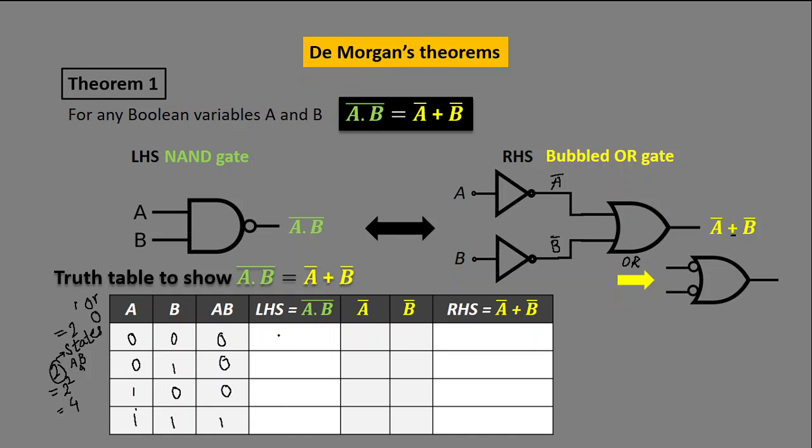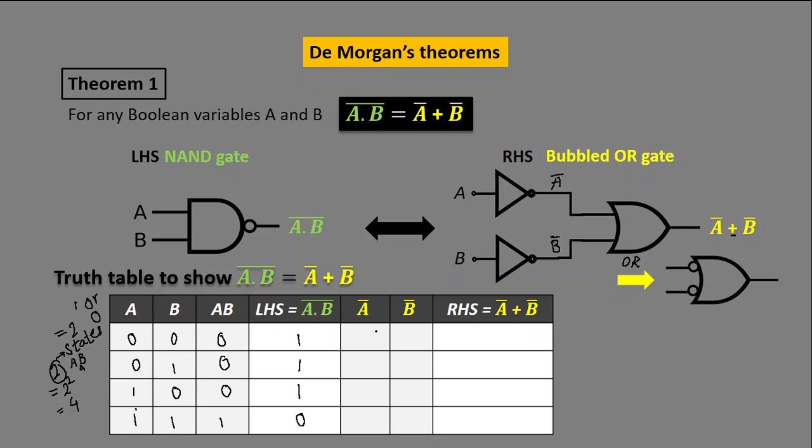Now we don't want to find A dot B, we want to find the complement of A dot B on the LHS. So the complement means 0 will be complemented to 1. The output of this will be 1, this will be 1, this will be 1, and only this will be 0, because the complement of 1 is 0. So this clears your LHS side, the complement of A dot B.